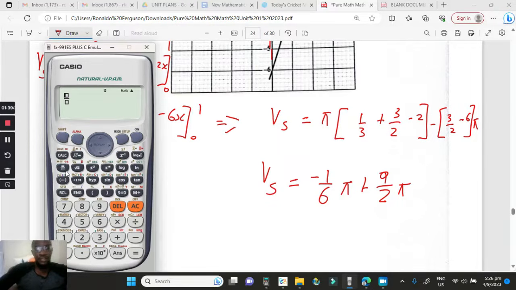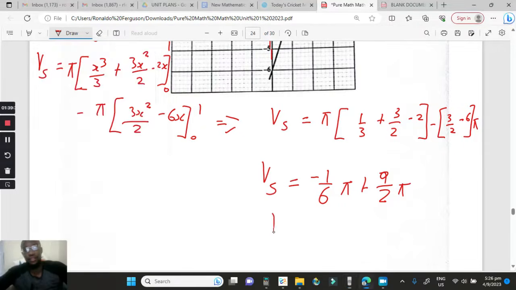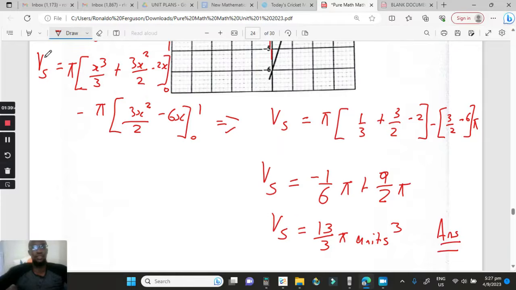I want to keep my answer in terms of pi, so I don't want any decimal. I pick and choose when I want decimals, but that's okay. 13 over 3 pi, that's the volume of the solid. 13 over 3 pi units cubed. Remember, volume is units cubed. So 13 over 3 pi units cubed.